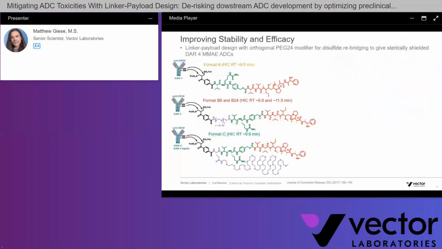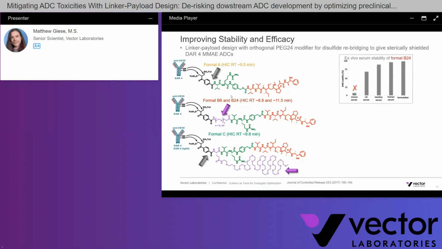This is a good example from AstraZeneca showing that stability and efficacy can be improved by designing a linker payload and conjugation strategy to evade an offending systemic enzyme. 4 different ADCs were prepared with this val-cit trigger and different distances between the antibody and the trigger. In format A, it has no stretcher in the middle. Formats B6 and B24 have PEG6 or PEG24 stretchers. And format C, again, has no stretcher, but it places that PEG in that orthogonal shielding position.